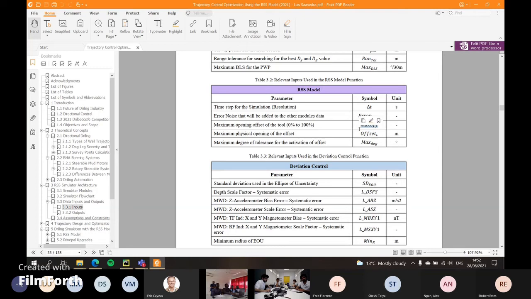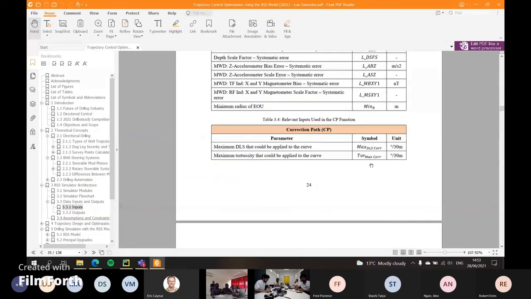If we want the BHA to use all of its opening, we set max offset equal to 1. Then we can calibrate that. And this is the offset of the BHA, which in this case is 6 millimeters, the opening of the BHA, and the maximum degree for the tolerance of the offset activation. So the simulator detects when to apply the offset or not. There are other inputs, but these are the most relevant because there are plenty of inputs.